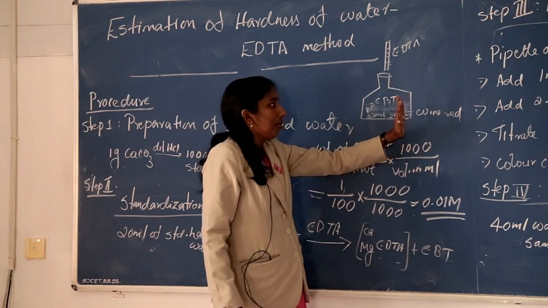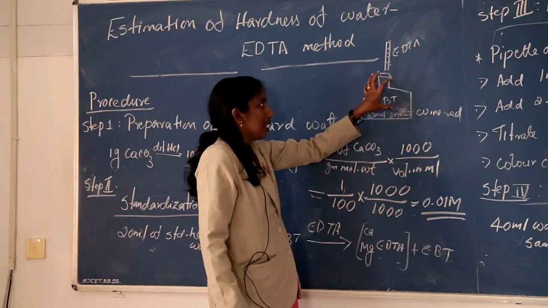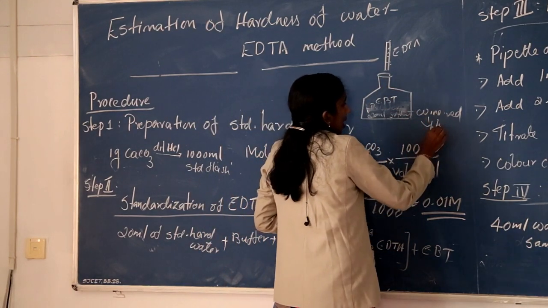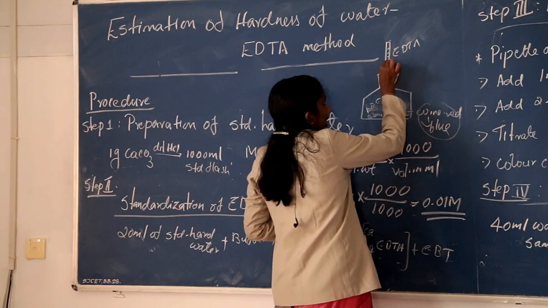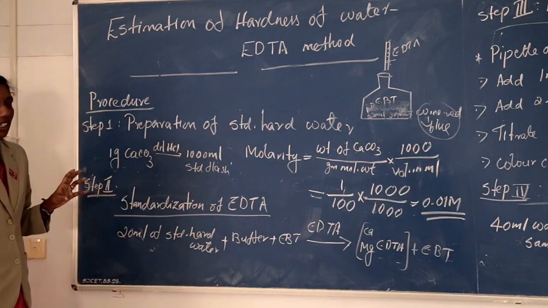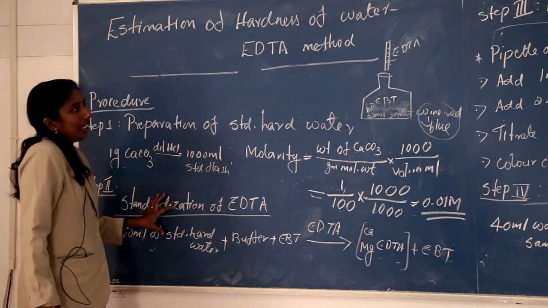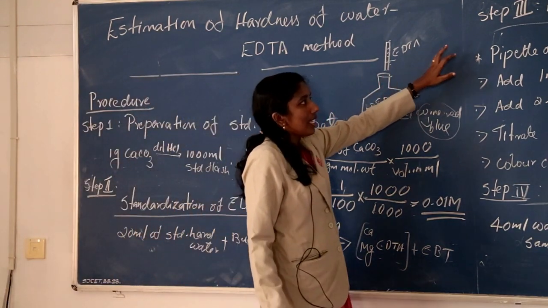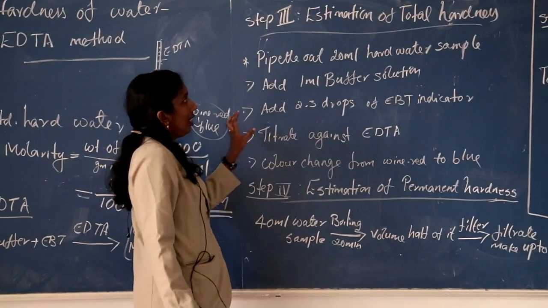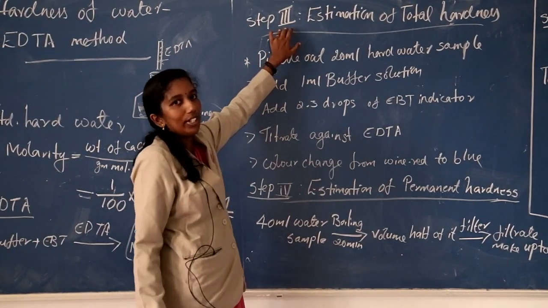Then what color does it change to? At this point the color changes from wine red to blue, that is the end point. At that point we note the burette reading, this is the volume V1 of EDTA. Then step 3, estimation of total hardness. Same procedure, here we use a sample of hard water.